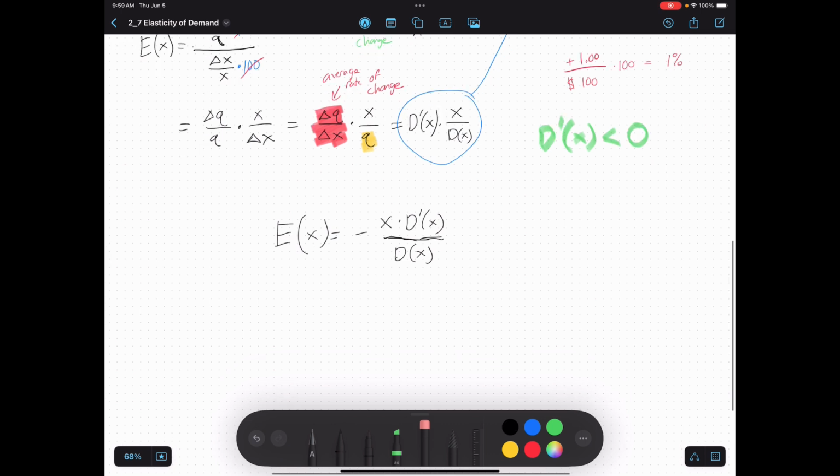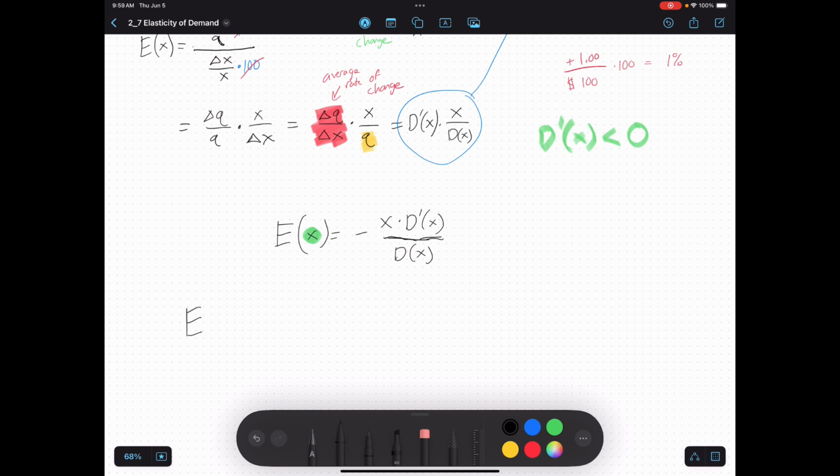Now that we understand where this formula comes from, we can think about how we actually use it. With elasticity of demand, what's my input? What does x represent? X represents price. So this elasticity formula helps me analyze different possible prices.